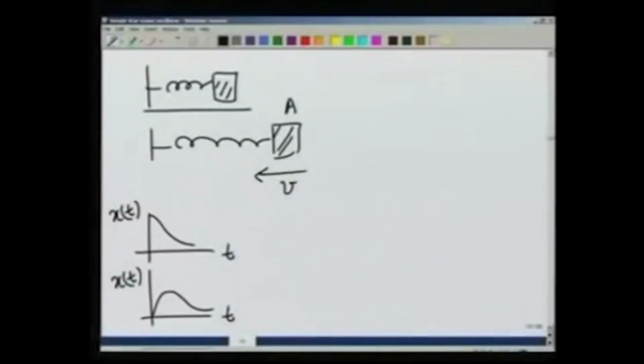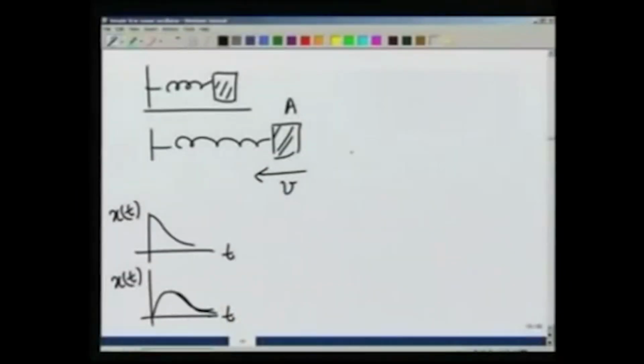In the first situation, it just slowly went towards the equilibrium point. In the second case, it went out and slowly started coming towards the equilibrium point. I want to see whether I can really cross the equilibrium point. So, I am taking it out and pushing it in.